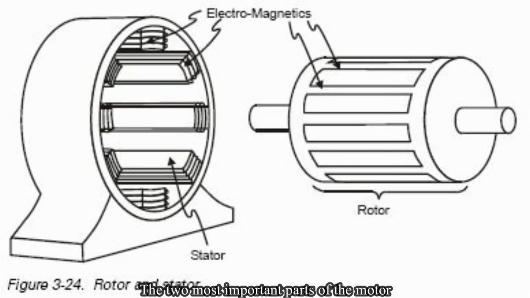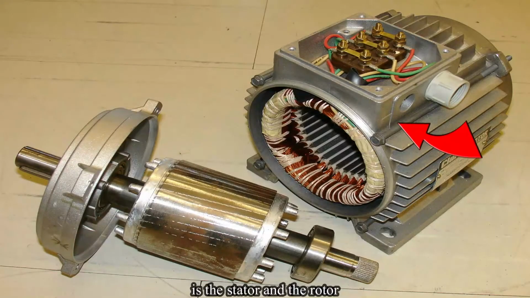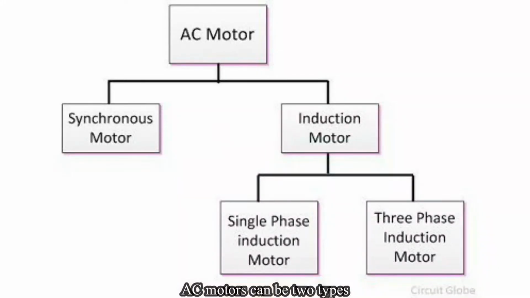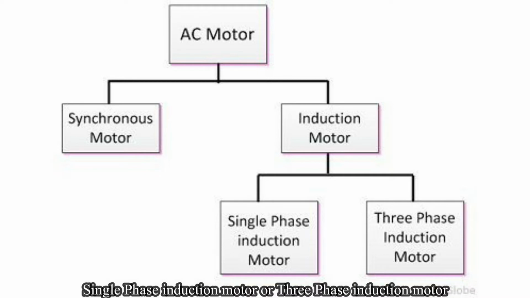The two most important parts of the motor are the stator and the rotor. The stator is the stationary part and the rotor is the rotating part. AC motors can be two types. One is synchronous, the other is induction. And under induction motor, it can be single-phase induction motor or three-phase induction motor.